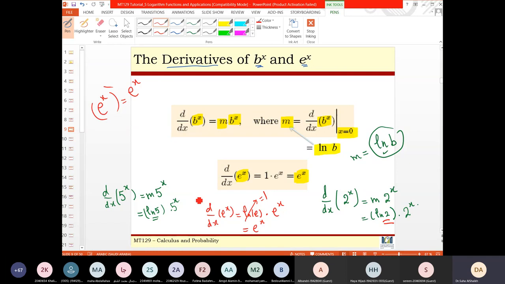Clear? ها واضح؟ Yeah. We will take examples الحين, don't worry. We will take examples.